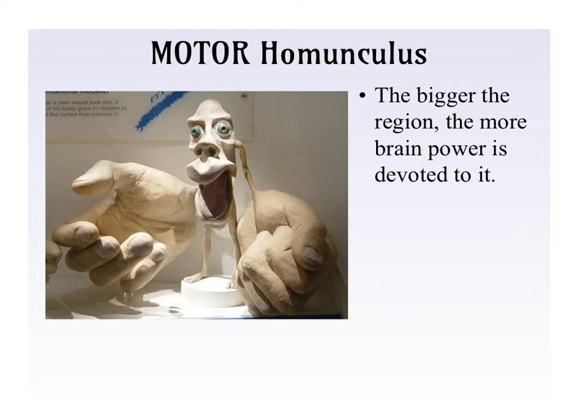And here is the motor homunculus. Once again, huge hands, even bigger. It's got to have precise movement with the hands. Also very large again with the mouth and lips. Your legs, you're not making precise movements with your legs or your feet. Also, you can see the eyes are pretty large because you need to have very, very precise movements with the eyes.